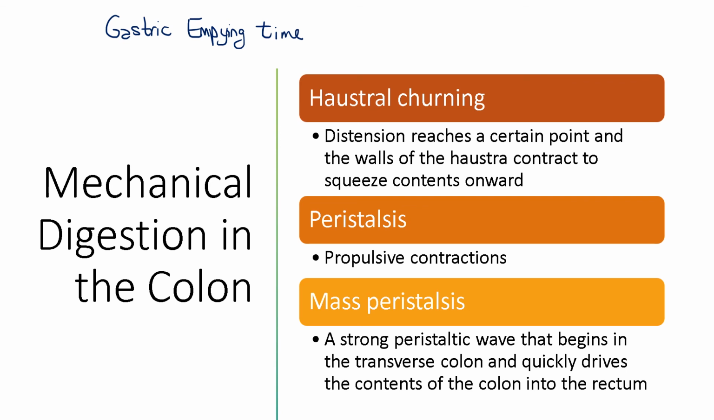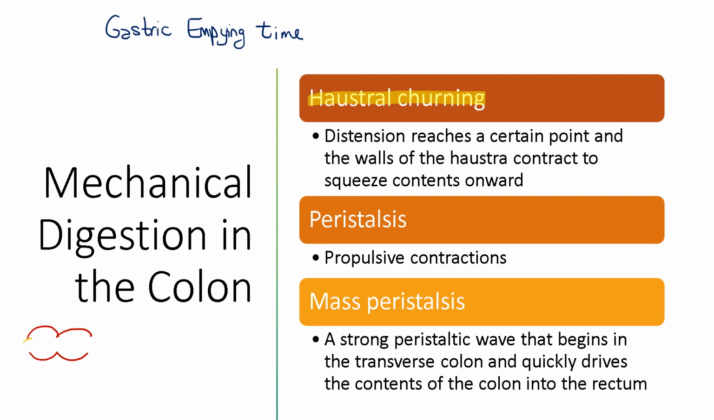One movement characteristic of the large intestine is called haustral churning. This top one here. So with this type of movement, the haustra remain relaxed and they become distended when they fill up. Now, when that distension reaches a certain point, the walls of the haustra contract and squeeze the contents into the next haustrum. So we can kind of think of the haustra, those little bulges in the large intestine, kind of like this.